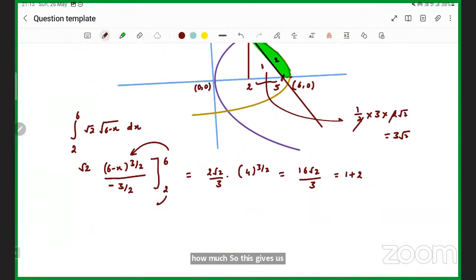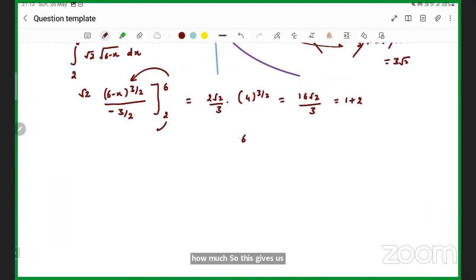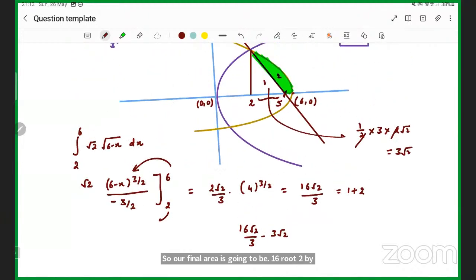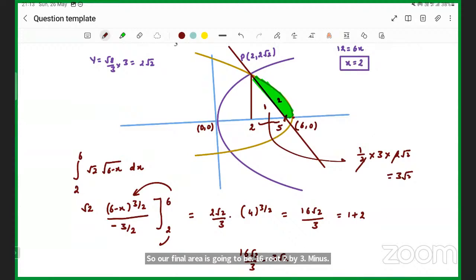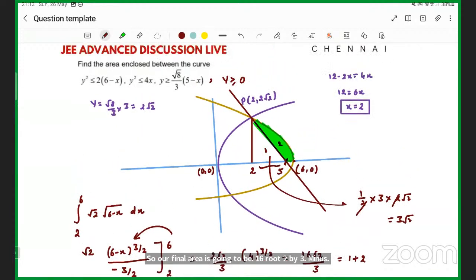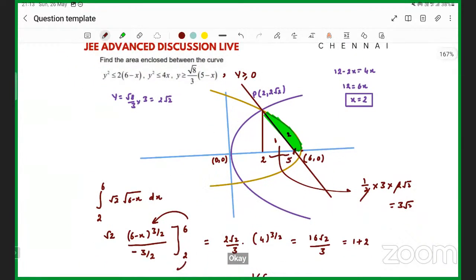3 root 2. So our final area is going to be 16 root 2 by 3 minus 3 root 2. I hope we are done with this.